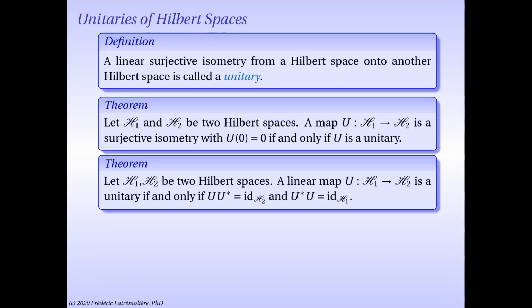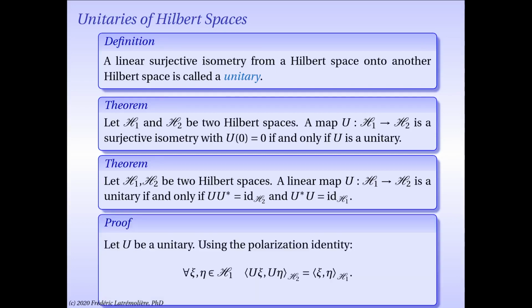Continuing with our characterization of unitaries, we see now what is probably the most important characterization of these maps. So let's fix two Hilbert spaces. A map between two Hilbert spaces is unitary if and only if its adjoint is its inverse. To prove this result, let u be a unitary. Thus, in particular, u preserves the norm, and as we have seen, using the polarization identity, u preserves the inner product.